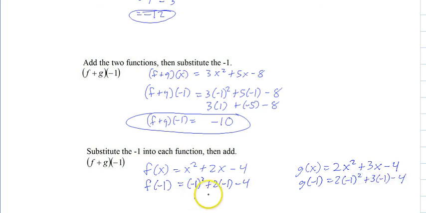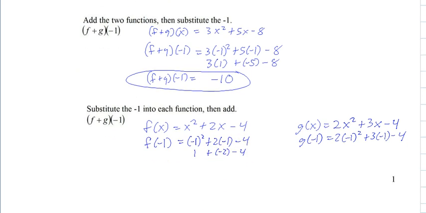Okay, so that's 1 plus negative 2 minus 4. And that would give us negative 6 plus 1 is negative 5. That's f of negative 1. And now g of negative 1 would be 2 times 1 plus negative 3 minus 4. So that's negative 7 plus 2 is negative 5.